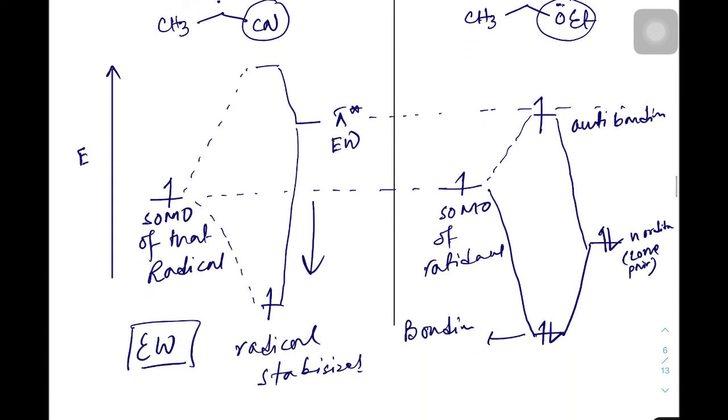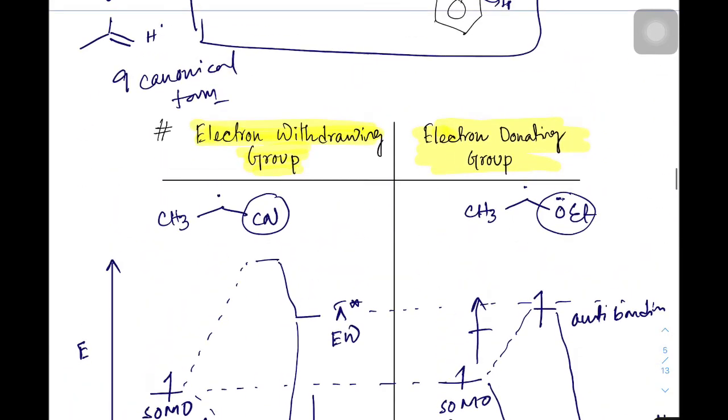But in this case, one unpaired electron gets destabilized and two lone pair electrons get stabilized. Therefore the net and overall energy decreases, and overall stability is gained. Therefore, in the presence of an electron donating group, the radical also stabilizes. Okay, so in both cases the radical gets stabilized.